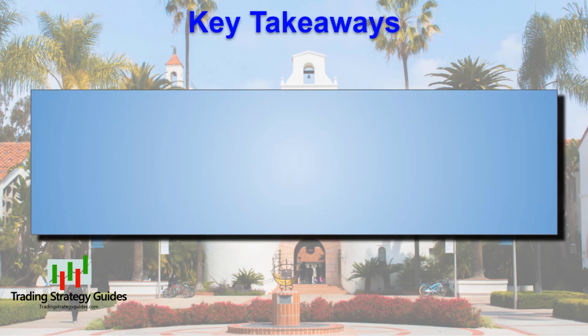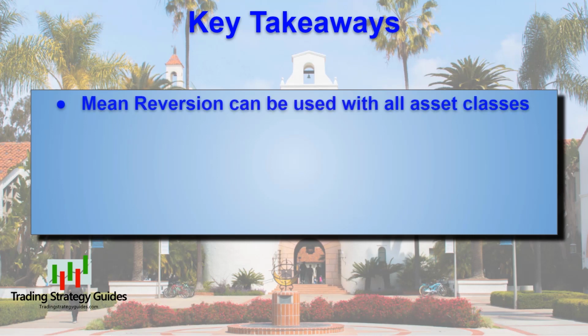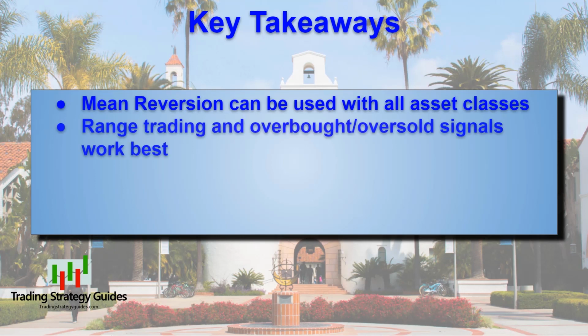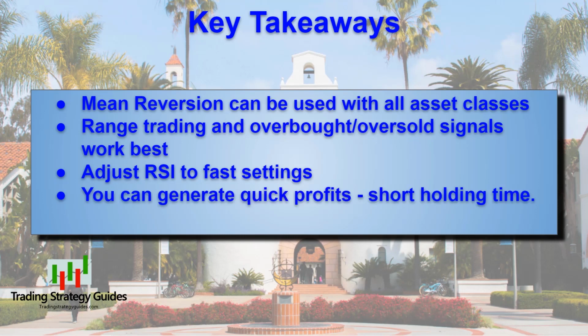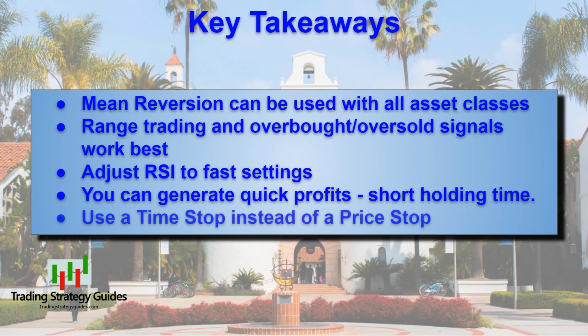So the key takeaways from the mean reversion trading strategy are as follows. Mean reversion can be used with all asset classes, including stocks, commodities, currencies, cryptocurrencies, etc. Range trading and overbought, oversold signals work the best with this method. Adjust the RSI setting to a fast period. You can generate quick profits due to short holding time periods. And as a trading tip, use a time stop instead of a price stop.